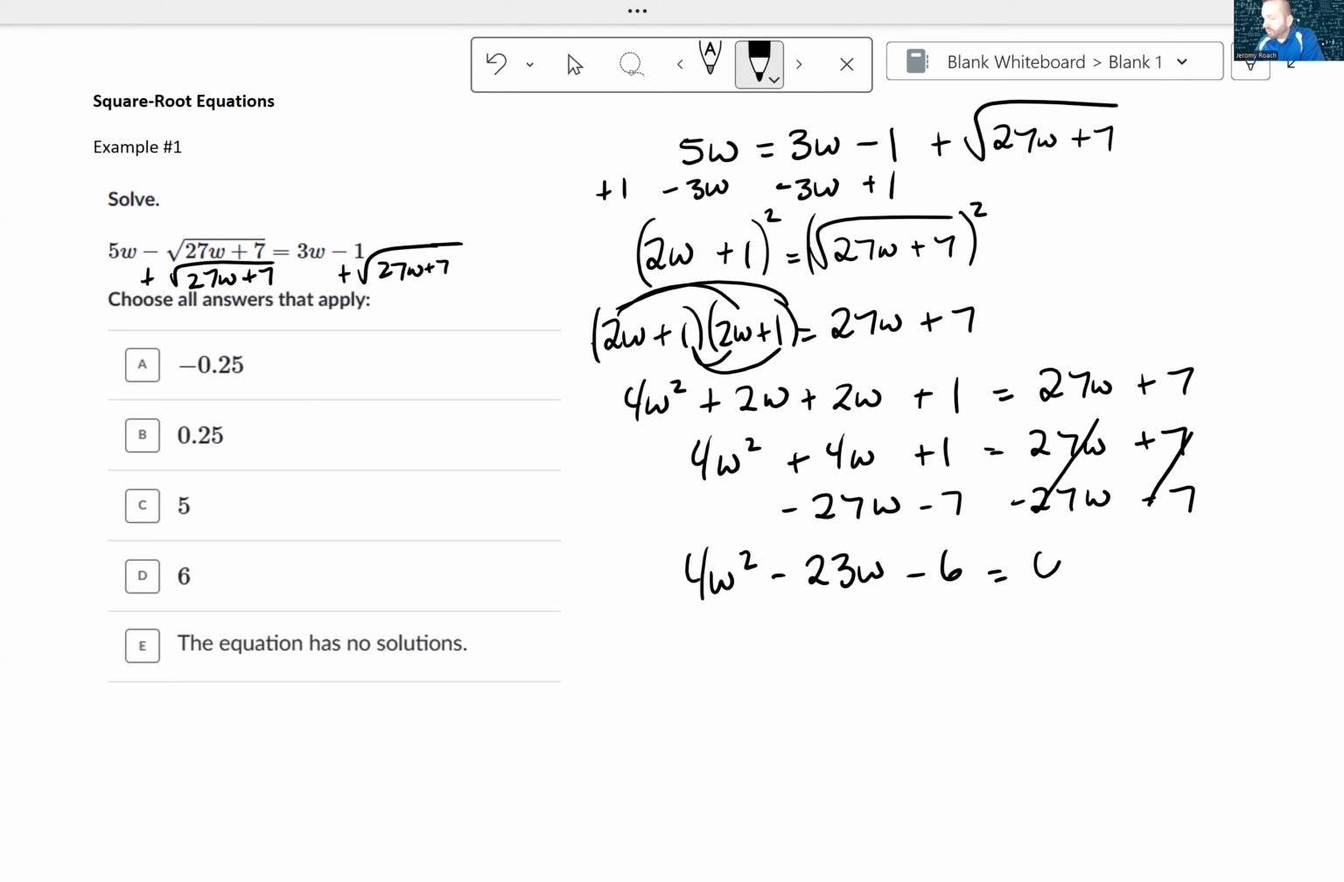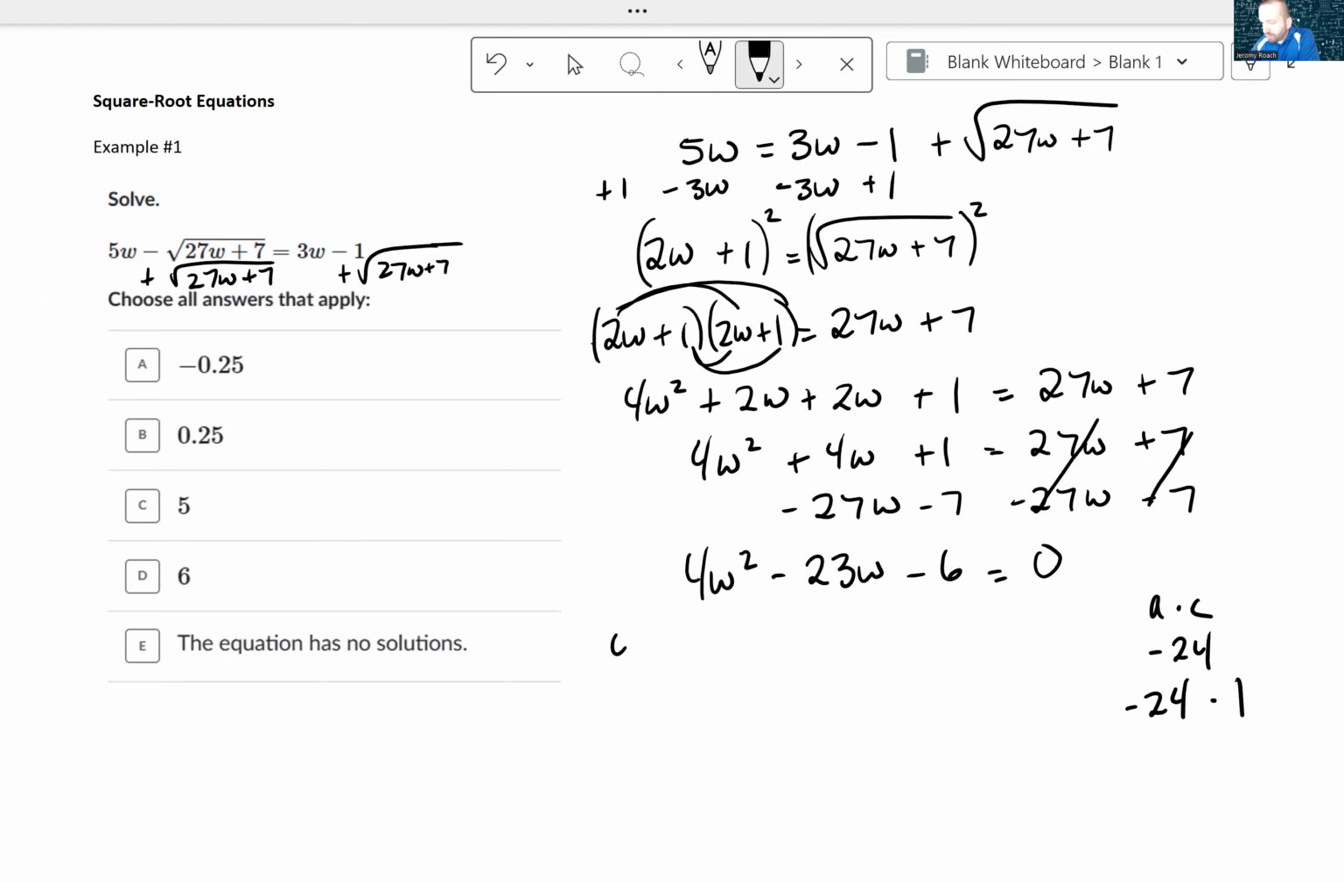Those cancel out, and now everything's equal to 0. Now, when we do AC method, we might be able to do AC method with this instead of quadratic formula. Let's try it and see if we can. So 4 times negative 6, A times C, is negative 24. And negative 24 times 1 equals negative 24. And if we add them together, we get negative 23. So here we luck out. We can use the AC method instead of the quadratic formula.